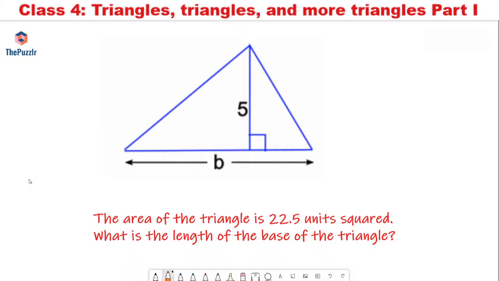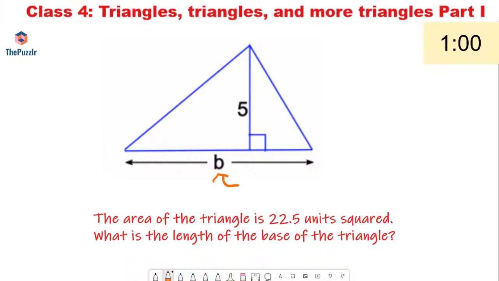What is the length of the base? They already set a variable for us. How nice. What is the length of the base of the triangle? So the first thing in these type of equations is to usually set a variable, but they already did that. What's the next step in solving these equations?